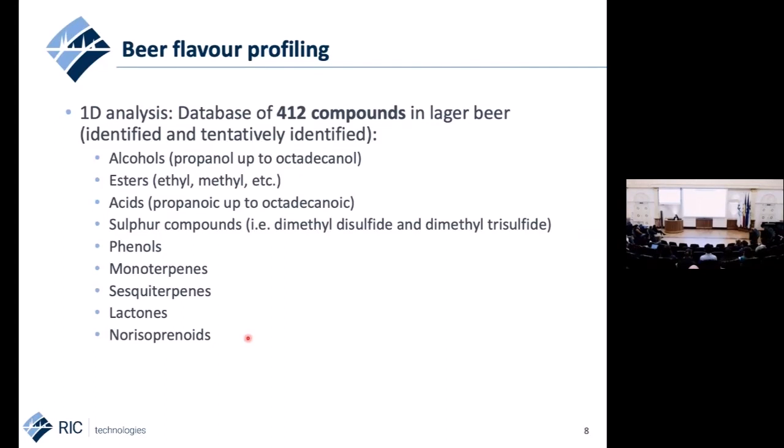So back then, when we did this 1D study, we created a database of more than 400 compounds in lager beer, and most of the compounds have been identified, but I must also admit that several compounds were tentatively identified. And these compounds came from different chemical families, ranging from alcohols, esters, acids, sulfur compounds, phenols, monoterpenes, sesquiterpenes, and so on.